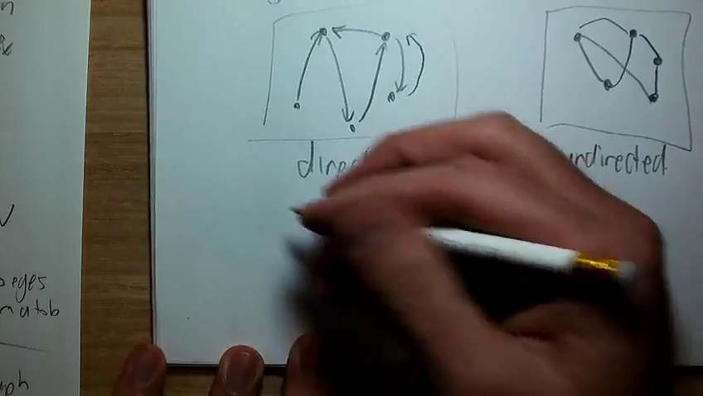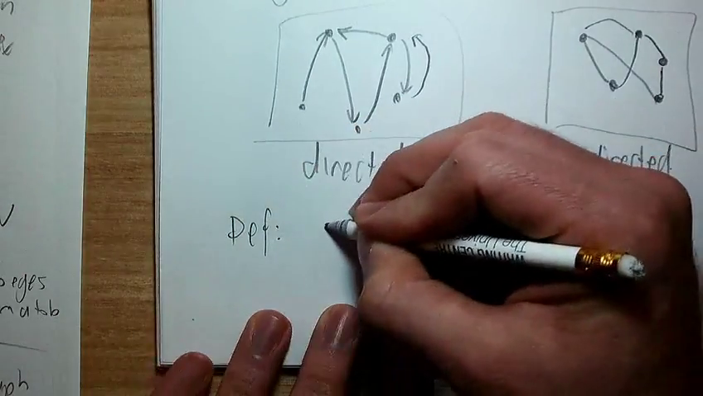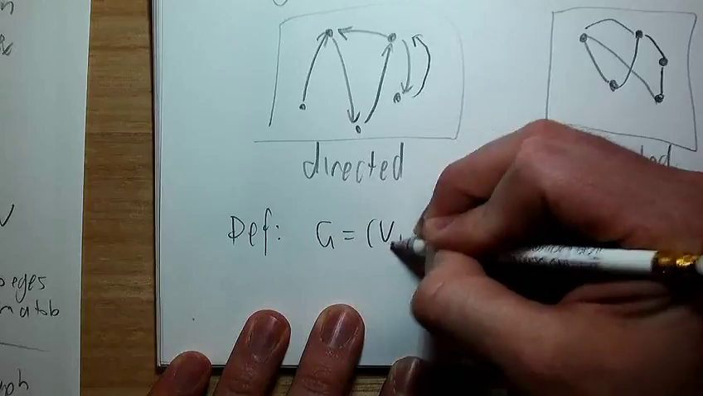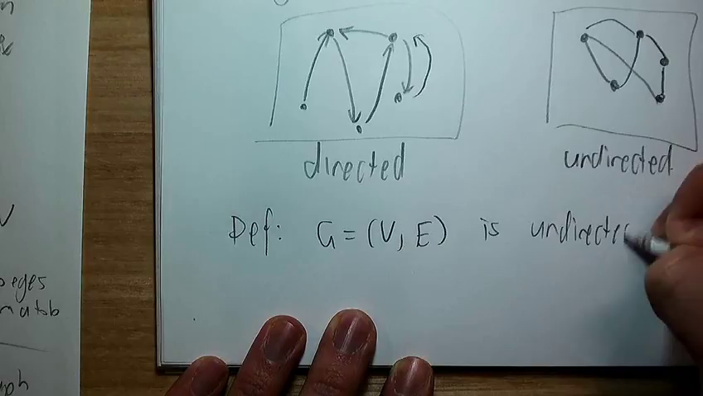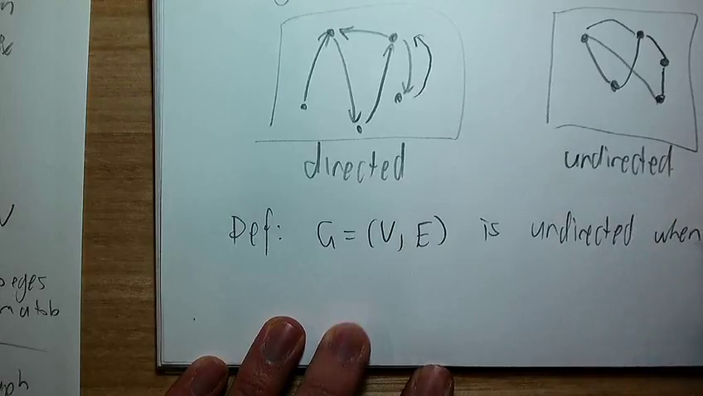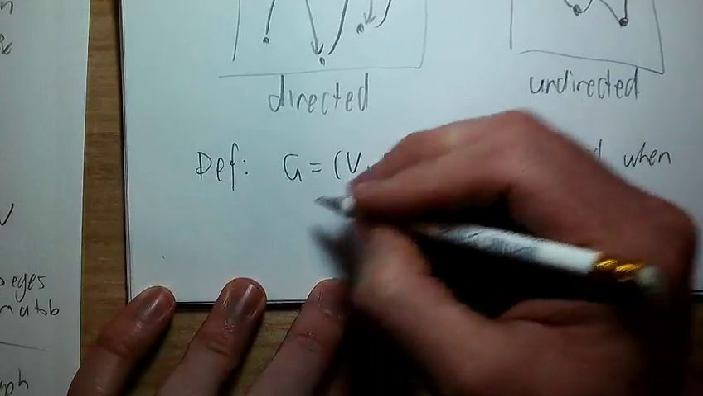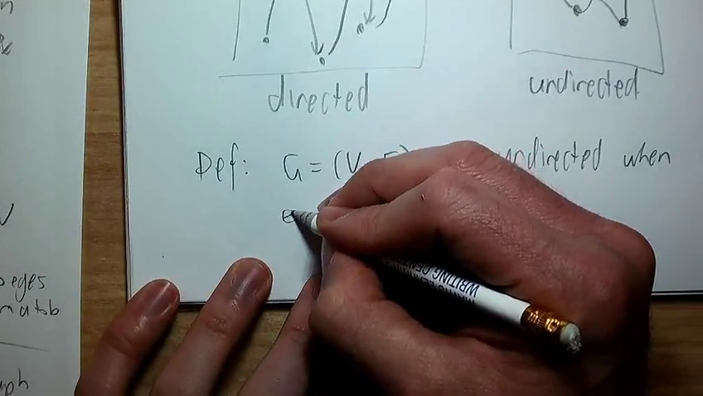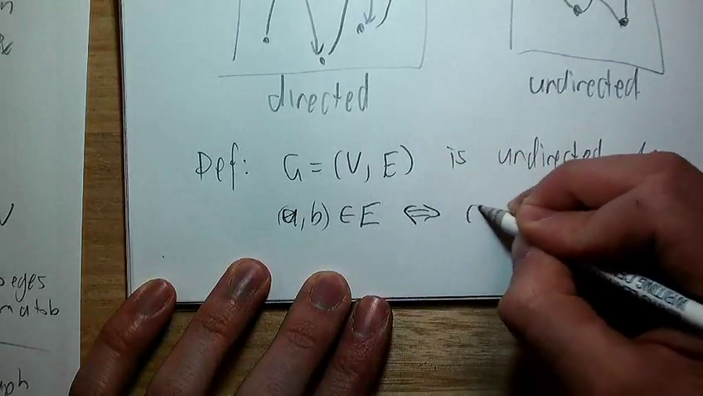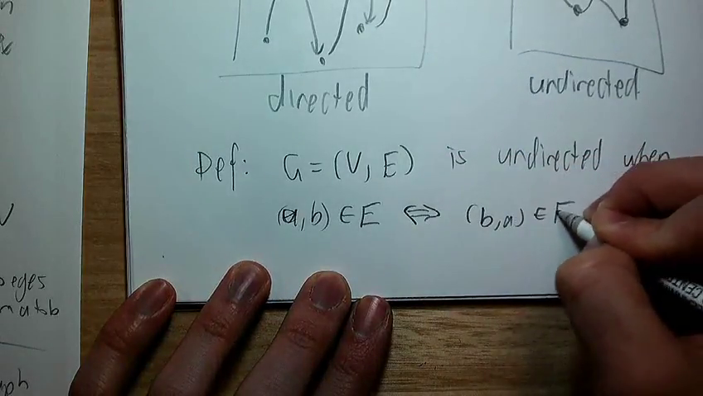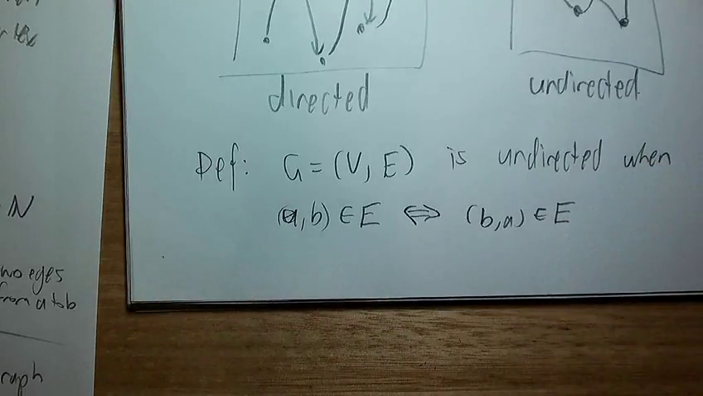So you can say the definition is that G, which is made of a set of vertices and edges, is undirected when (A,B) being in the set of edges happens if and only if (B,A) is also in the set of edges. That is, all of the edges go in both directions, which means we don't need arrowheads on them because you can go down them either way.